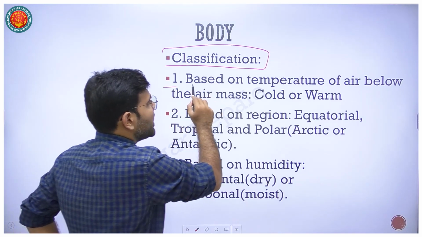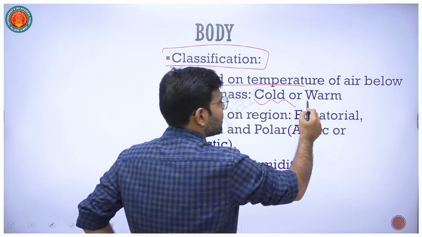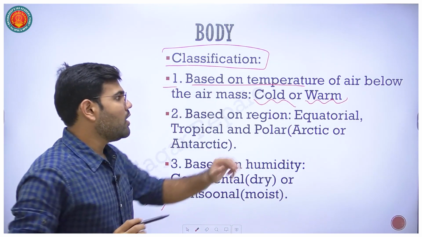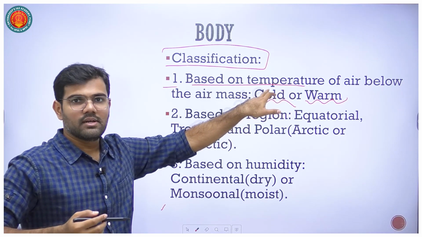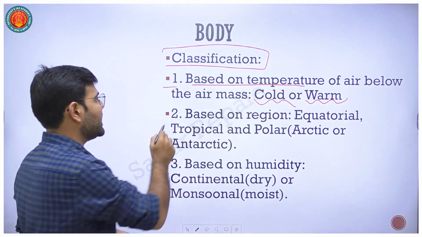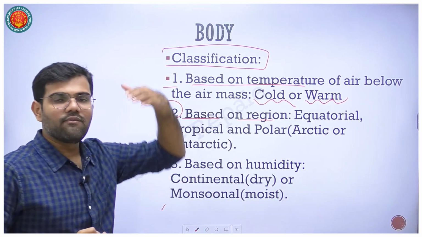So first is what? Based on temperature of air below the air mass. So air mass can be cold, air mass can be warm. On Sahara Desert, the air mass will be warm. On Siberia, the air mass will be cold. Second classification is what? Based on region. So based on region, we have various regions.